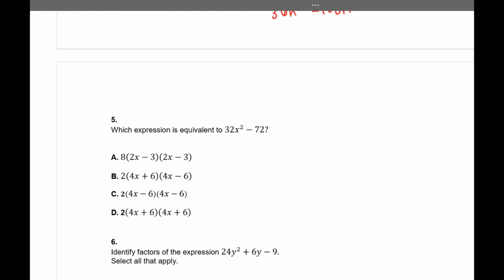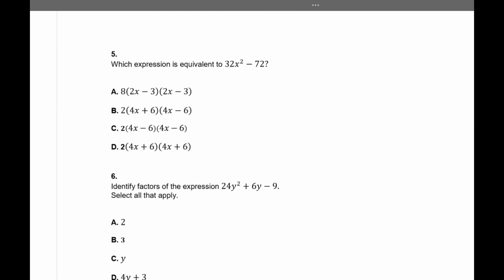Alright, let's go ahead and do problem 5. Problem number 5. Which expression is equivalent to 32x squared minus 72? So once again, all we're going to do is try and get this off of these answers here. These are very easy because all you're going to do is use the answers to figure out your final answer. So how I would do it is I would take the last two numbers, multiply those two, and then multiply it to the number on the outside to see if it gives us negative 72.